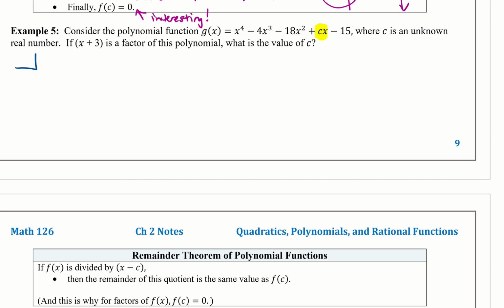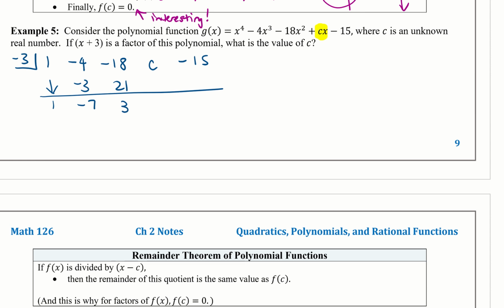Since the factor is x plus 3, the root is -3. I'll take the coefficients, making sure that if I skip any powers of x, I represent them with a 0, but this time all those declining powers were there. Then you bring down the first number and repeatedly multiply and add. So when I add this, I would get c minus 9. That c minus 9 needs to be multiplied by 3, which would be negative 3c plus 27. And when I add that to the 15, it's supposed to equal 0.